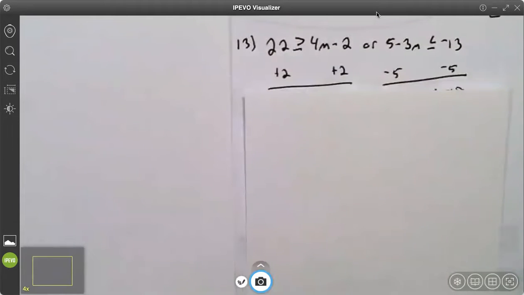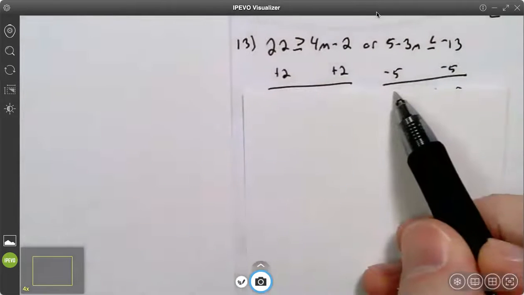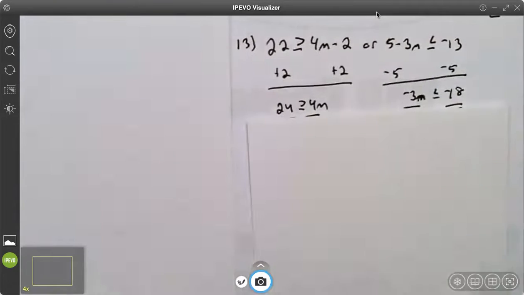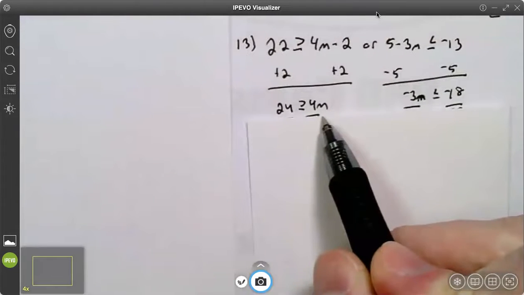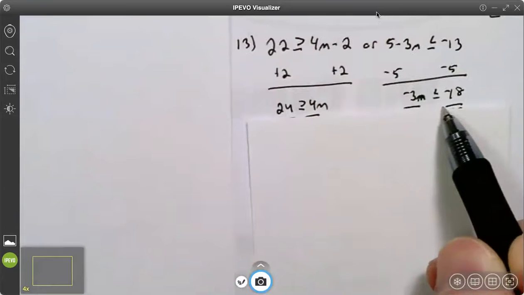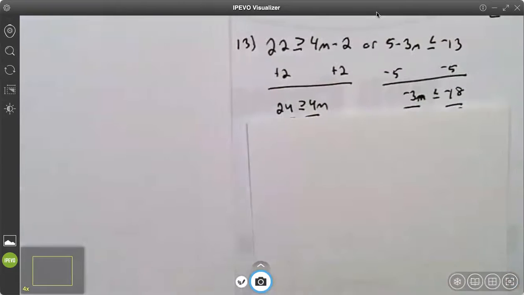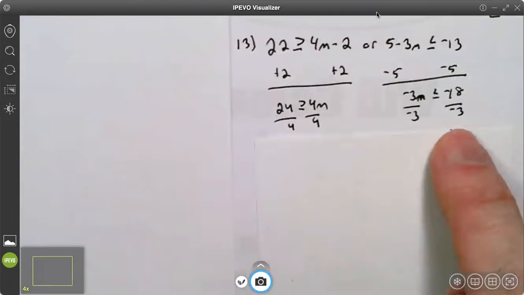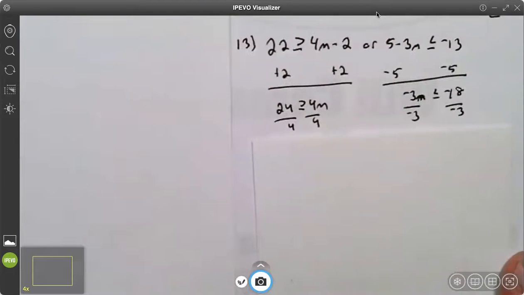First step on the left side is add 2. First step on the right side is to subtract 5. You get 24 is greater than or equal to 4m on the left, -3m less than or equal to -18 on the right. Divide both sides by 4 on the left, divide both sides by -3 on the right.